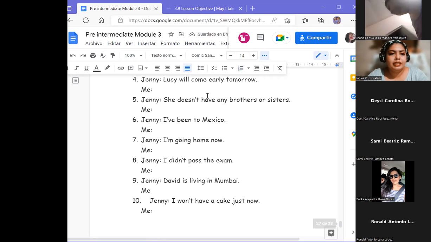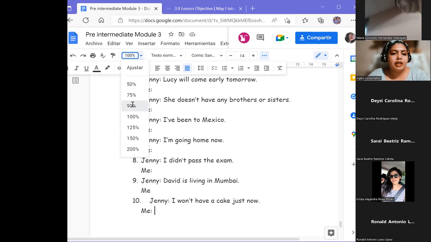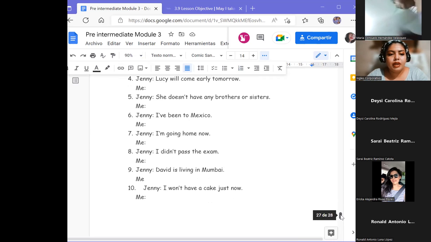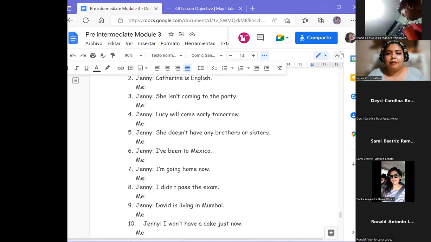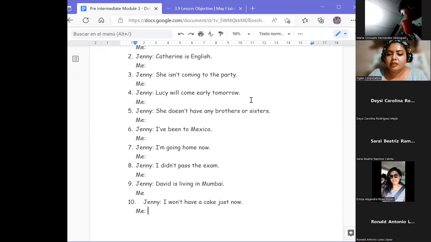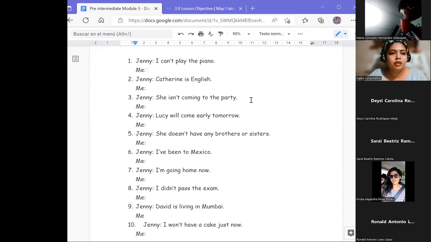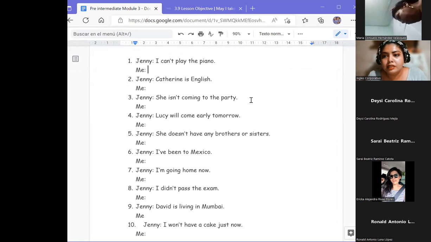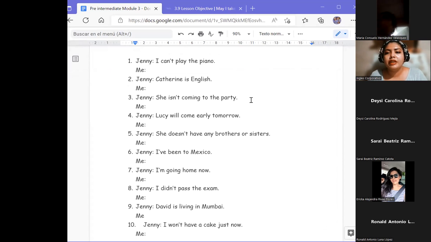So we have here the sentence or the statement, and you need to know what is the best option for them. Ahí están 10 oraciones. Vamos a darles un momento para que decidan cuál es la opción o la mejor opción de respuesta. Is it "so" or is it "neither"? And also you need to choose. Use the auxiliaries and the tense of the sentence. So I will give you a couple of minutes and then you are going to tell me what is the answer for that sentence.